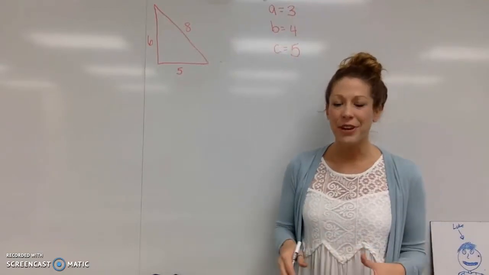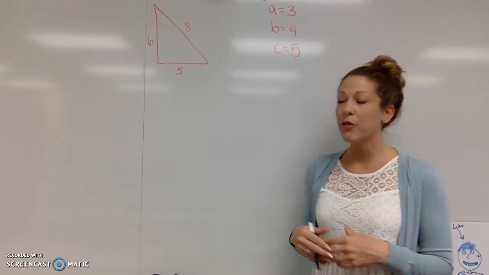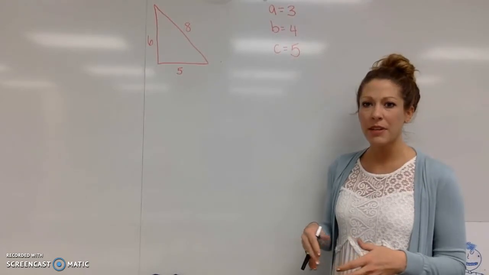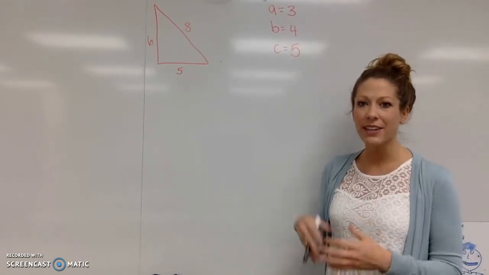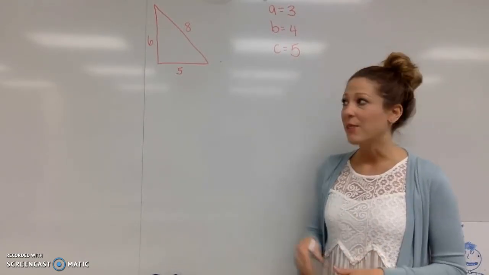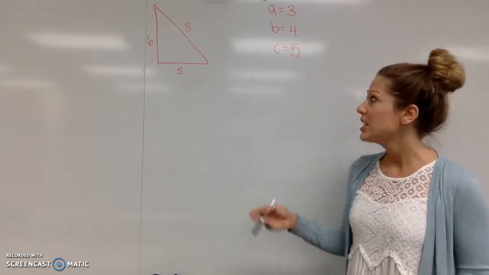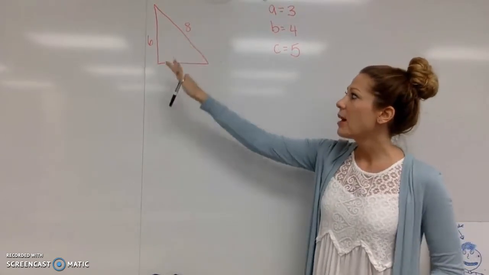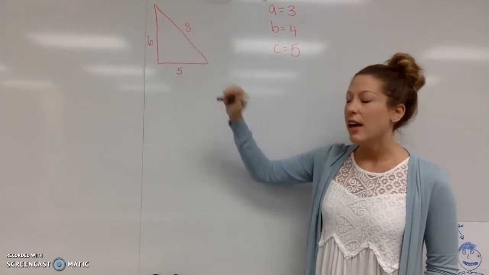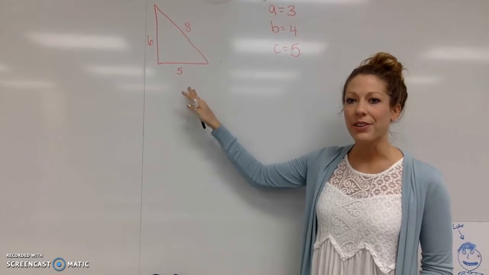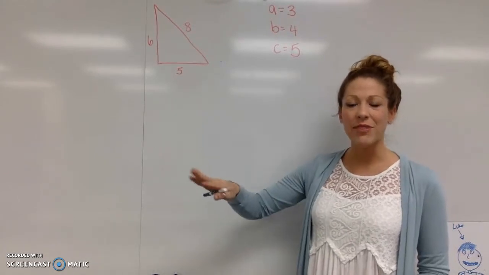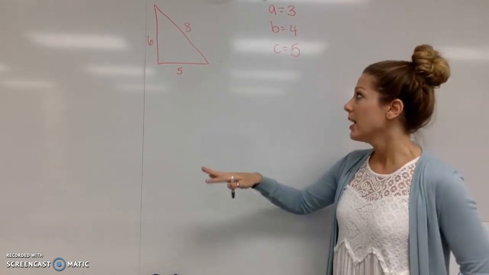Okay, we're going to do a little refresher on the Pythagorean theorem. Before we actually do the Pythagorean theorem, I'm going to remind you how to do it backwards. We know that to use the Pythagorean theorem, it has to be a right triangle. So if I have a triangle and I know all the sides, but I don't know if it's a right triangle, we can use the Pythagorean theorem to figure out if it's a right triangle or not.